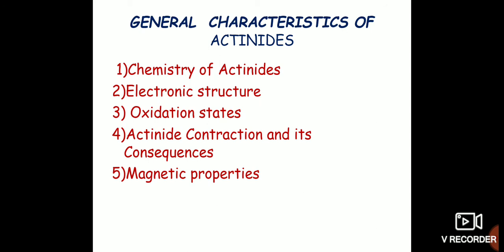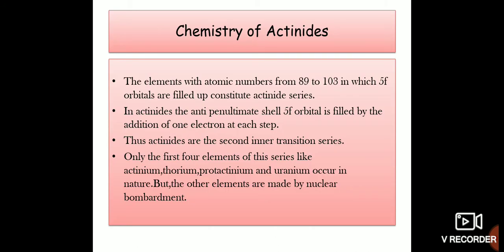And next, coming to the general characteristics of actinides. The general characteristics are the same as in lanthanides, that is chemistry of actinides, electronic structure or configuration, oxidation states, actinide contraction and its consequences, and magnetic properties. The elements with atomic number 89 to 103 in which 5f orbitals are filled are known as the actinide series.